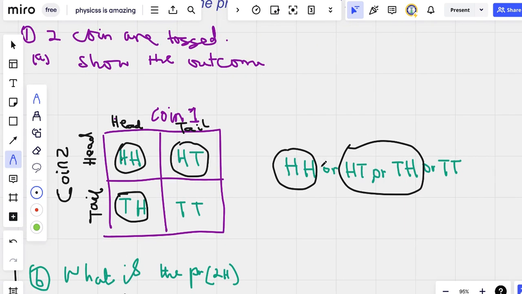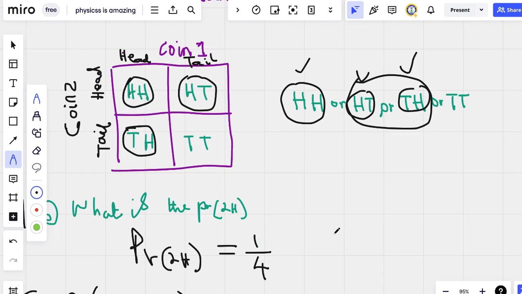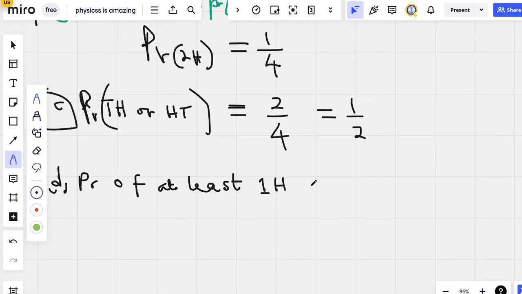Because if you count all of them, it is 1, 2, this one, 2, and then this one, 3. So there are 3 possibilities of at least one head. That's this one, and this one. So the probability will be equal to 3 over 4. There are 3 possibilities of at least one head over all the possible outcomes, which is 4. So this is what is required for that question.